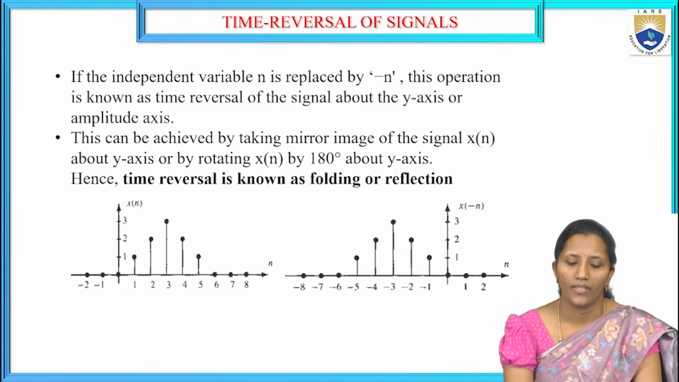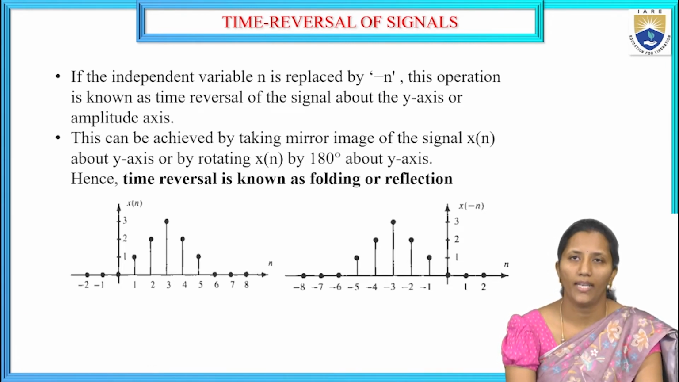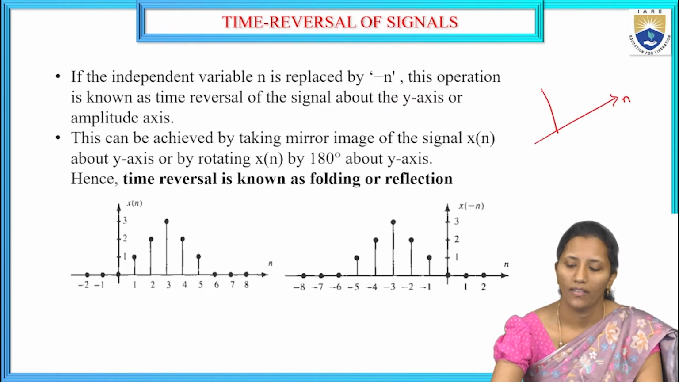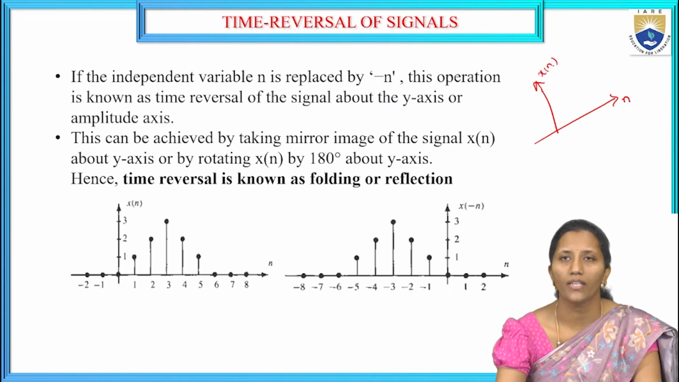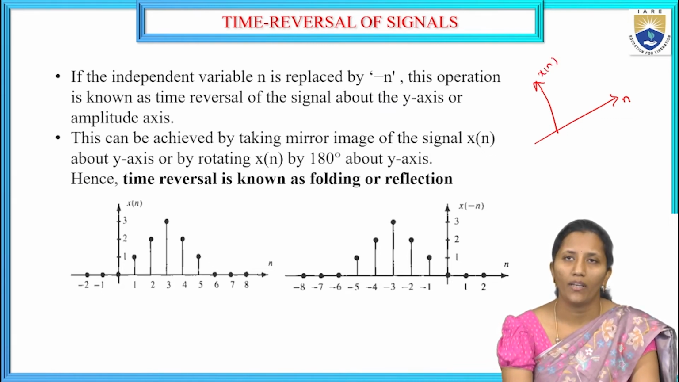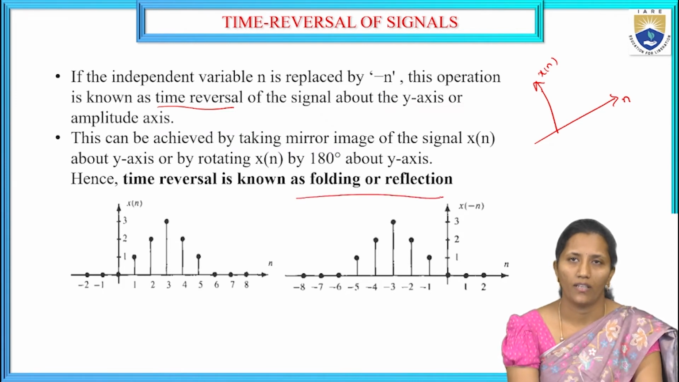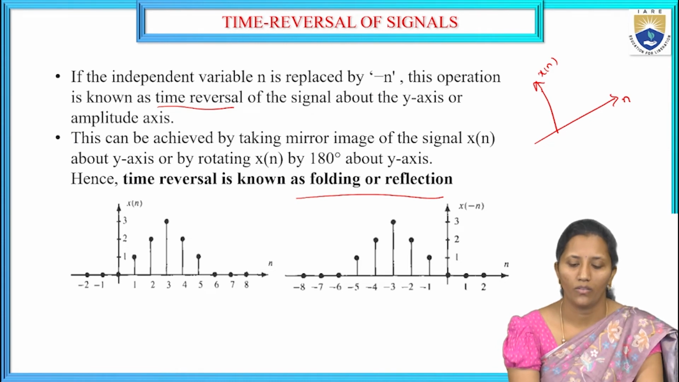So, time reversal of the signal. On the x-axis we have the independent variable n, and on the y-axis we have the magnitude of the signal. Here the independent variable n is replaced by minus n. This operation is known as time reversal of the signal, and we can also call this folding or reflection of the signal. This can be achieved by taking the mirror image of the original signal, by rotating x of n by 180 degrees.